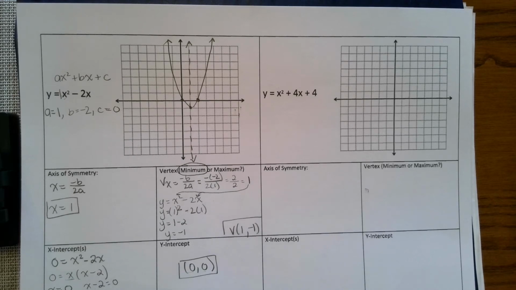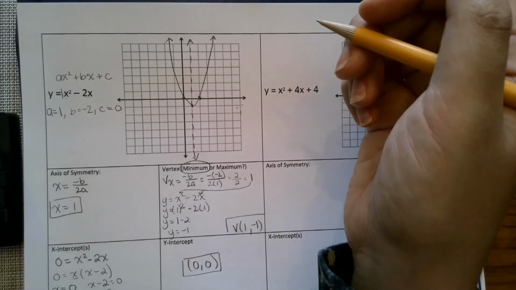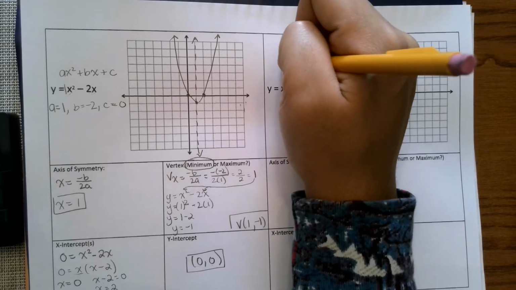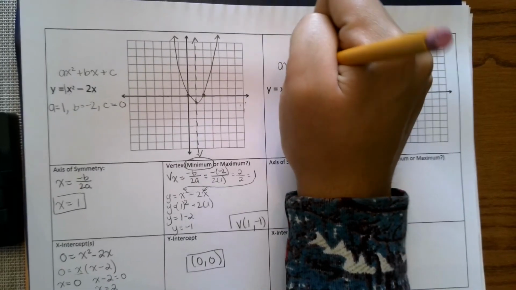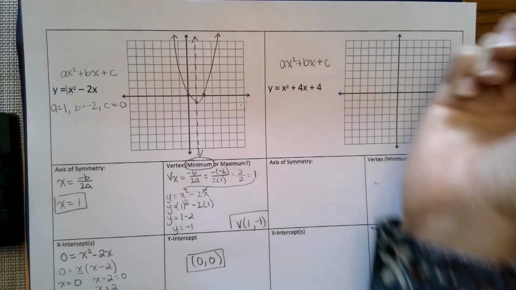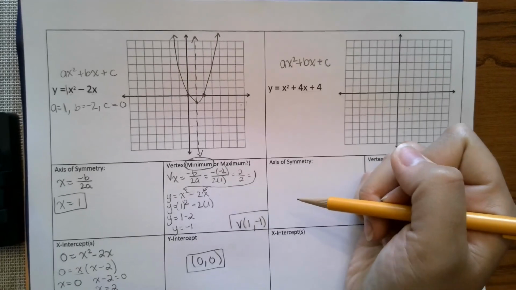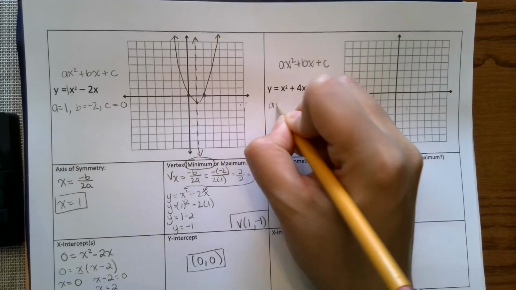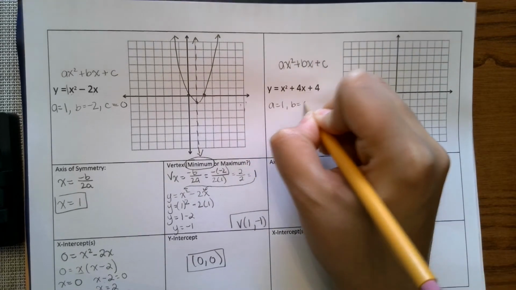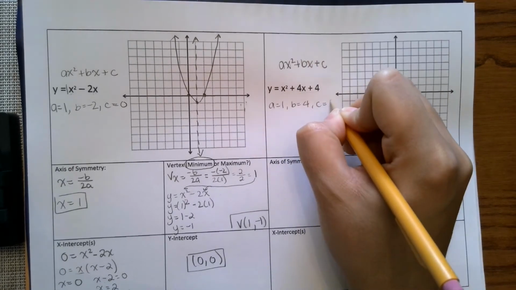Okay, so looking at this last example here, just like before, we'll approach it the same way. When our equation is in standard form, again, that's ax squared plus bx plus c, I'm seeing here I have all of my terms. I know that a is 1, b is 4, and c is also 4.